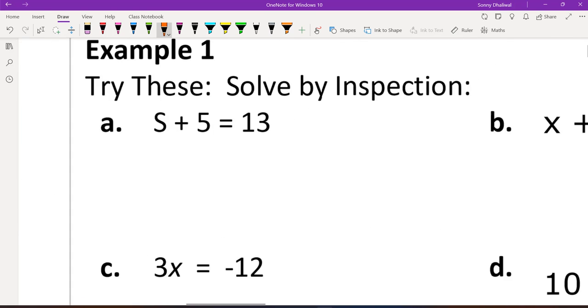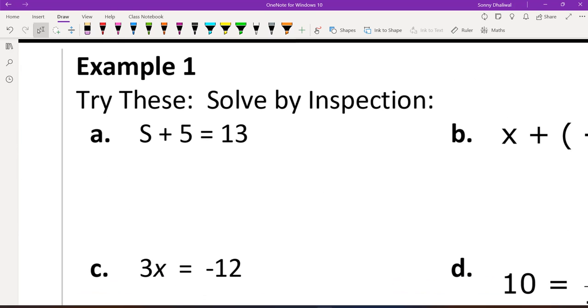And how about over this way? We have something plus 5 must be 13. What must that something be? 8. Right? So S is 8.